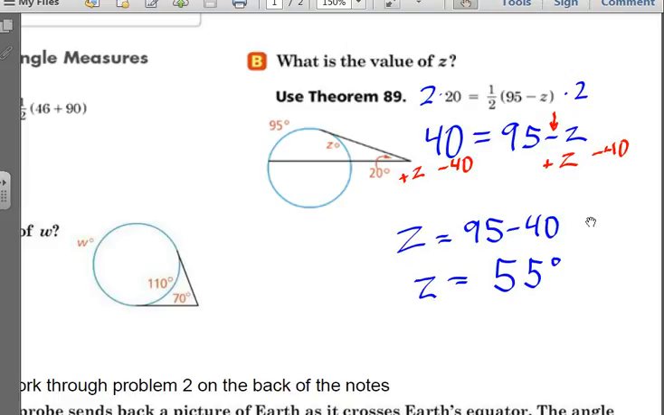And then it had asked me to solve for this angle. Let's say that's, might as well just say x. And then x would be half of that intersected angle. So that would be 27.5.